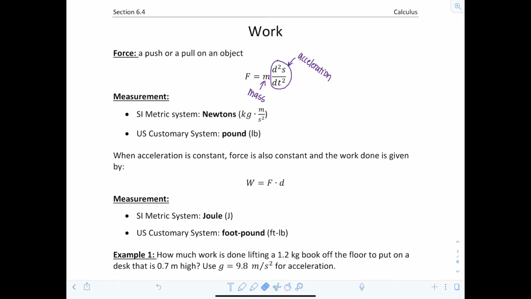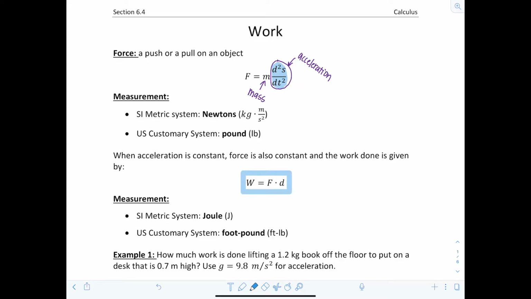If you're working with the US customary system, force is measured in pounds, which we abbreviate LB. Now, when acceleration is constant, that means force is also constant, right? Because all you're doing is multiplying mass times acceleration. So if this quantity is constant and mass isn't changing, your object's not decomposing as time goes by, then force is going to be constant. And then we can compute work as force times distance.